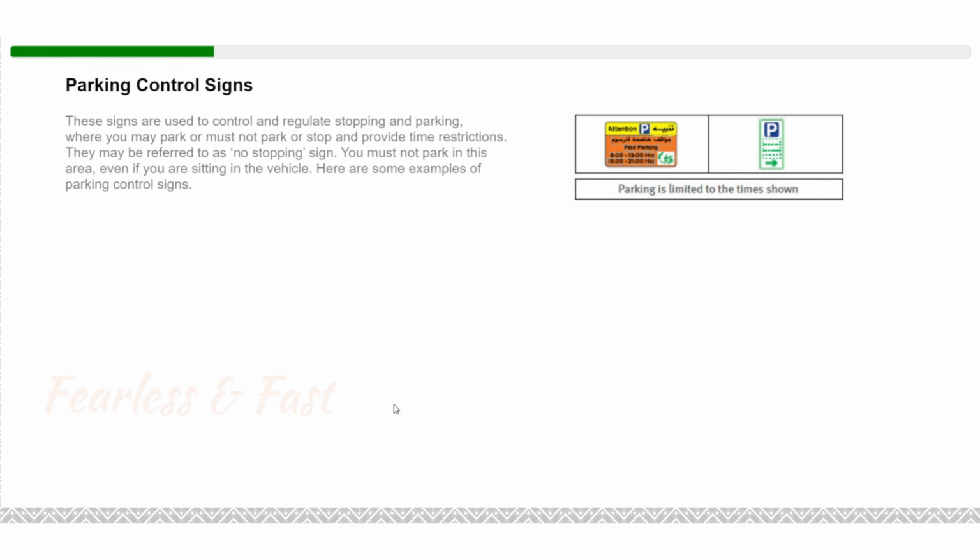Parking control signs. These signs are used to control and regulate stopping and parking, where you may park or must not park or stop, and provide time restrictions. They may be referred to as no stopping sign. You must not park in this area, even if you are sitting in the vehicle. Here are some examples of parking control signs.